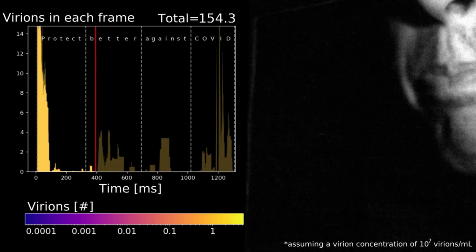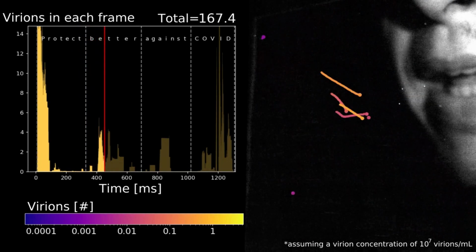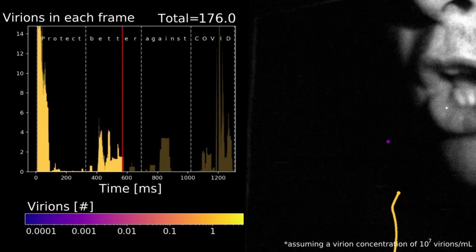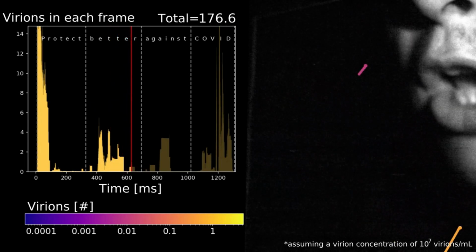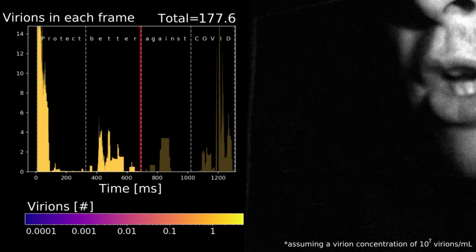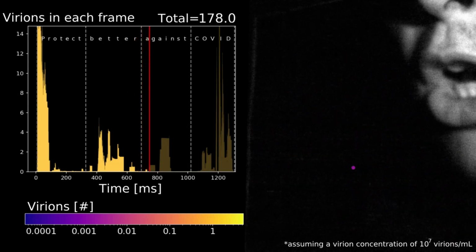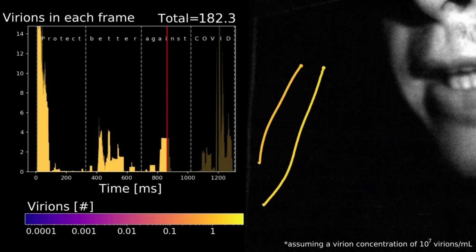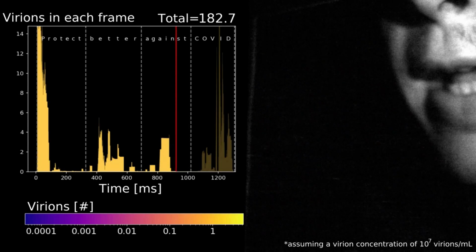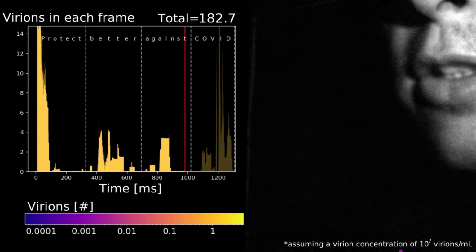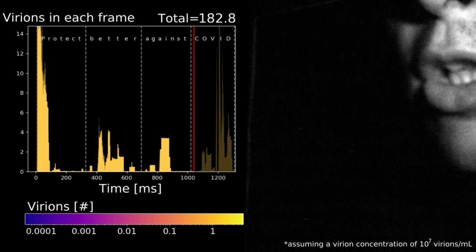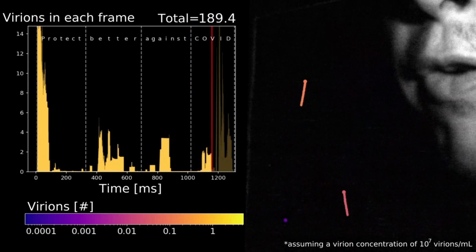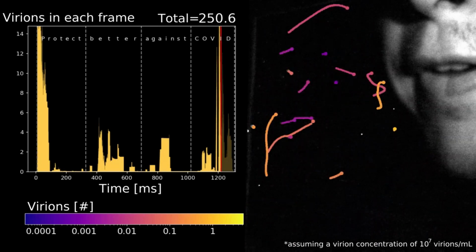The word better. For the word against, large droplets in this case, a few of them. And COVID, the V is responsible.